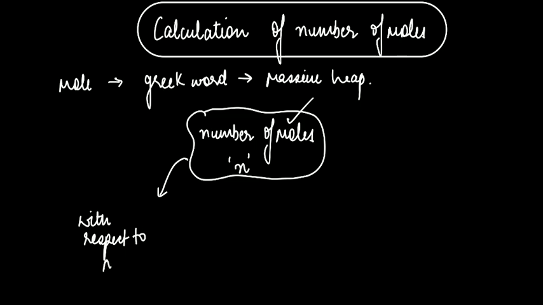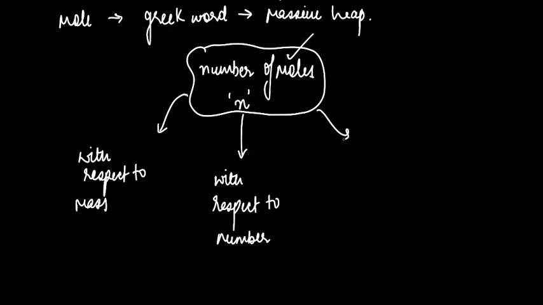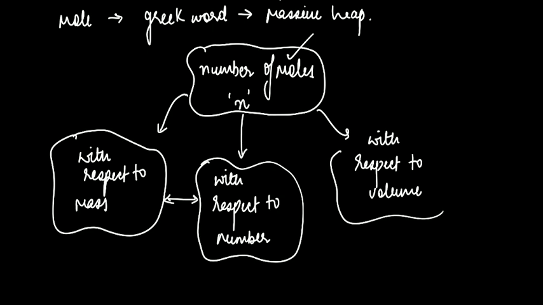is with respect to mass. Then the second calculation that we do is with respect to number. And the last is with respect to volume. So we'll take these concepts one by one and we'll try to link all these three. These are very much interrelated. Please keep an open mind over here.